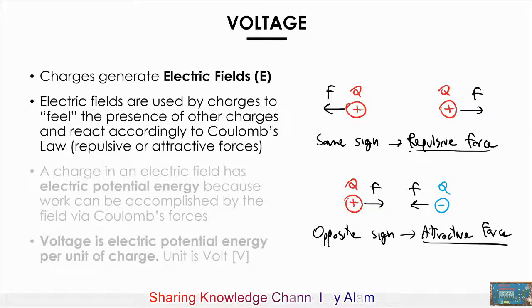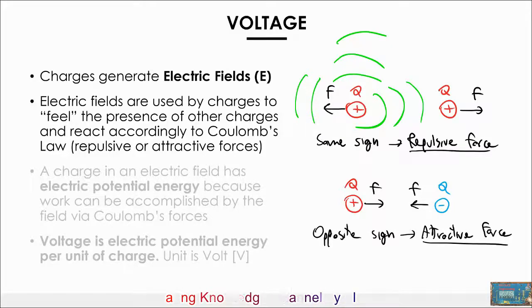Every charge emits electric field in all directions around them. You can think of the electric field as a sort of sound wave. Just as with a sound wave, the intensity of the field is higher close to the charge and becomes lower and lower as you go away from the charge. The electric field will spread to infinite distance, but obviously at some point it will be really, really tiny. And the other charge Q, depending on the relative distance between the two charges, will feel a certain electric field, and depending on the intensity of the electric field at the position of the charge Q, it will be subject to a certain force F. So electric fields are used by charges to feel the presence of each other and react accordingly to Coulomb's law.